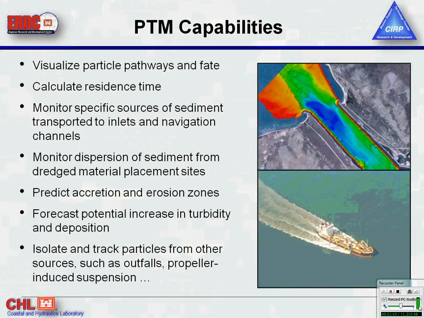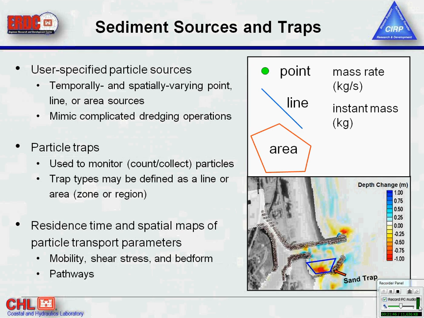And also we can isolate and track particles from different sources, like coastal outfall, and also ship propeller induced suspension. And specify those as a source and then track the particle movement. For sediment sources and traps, in this PTM, we can have a point source, line source, and area source. So that will mimic different dredging scenarios. And in a later application, I will show you some kind of a source to simulate the dredging operation.